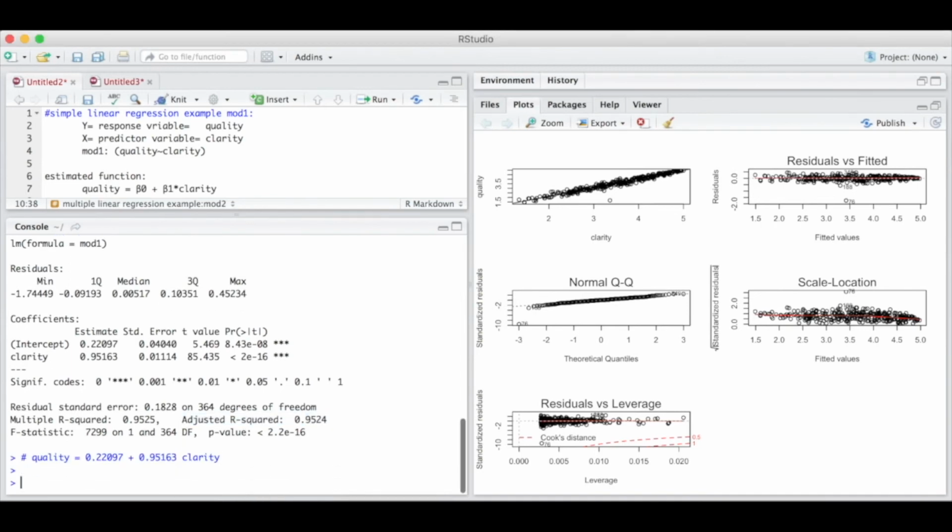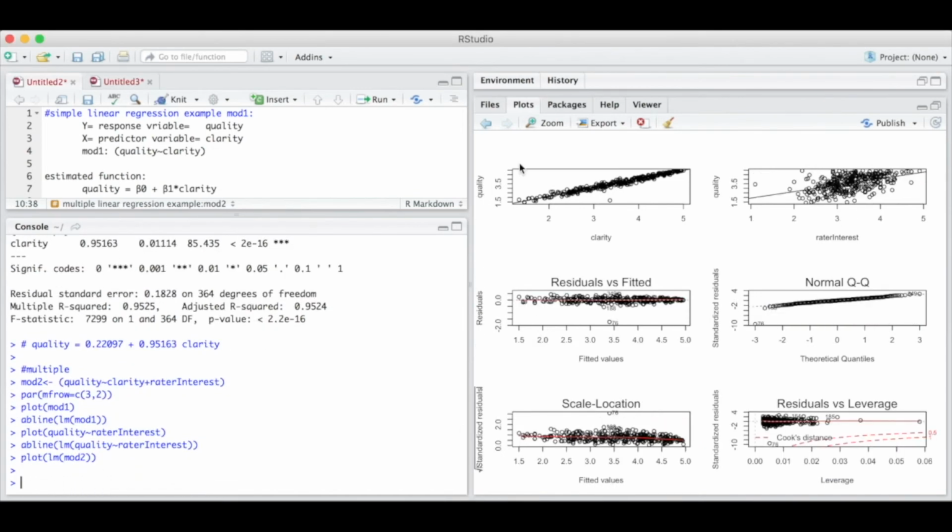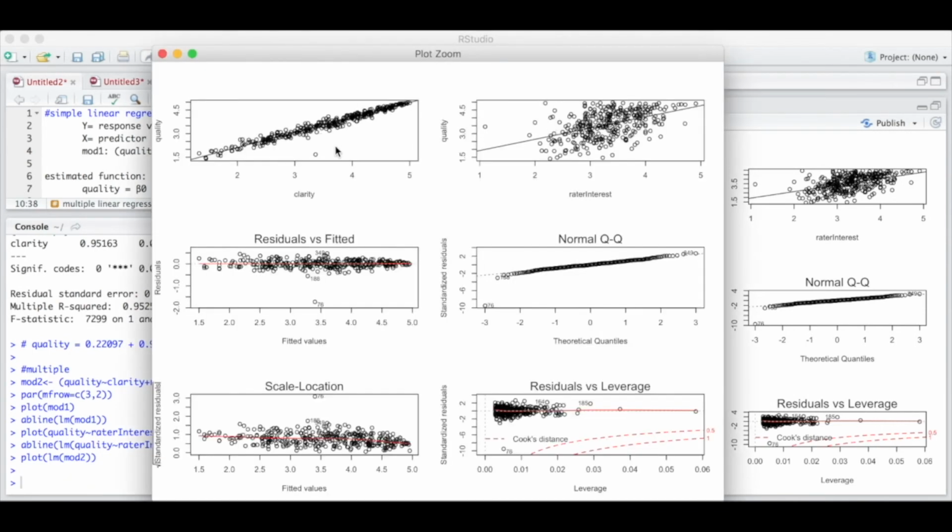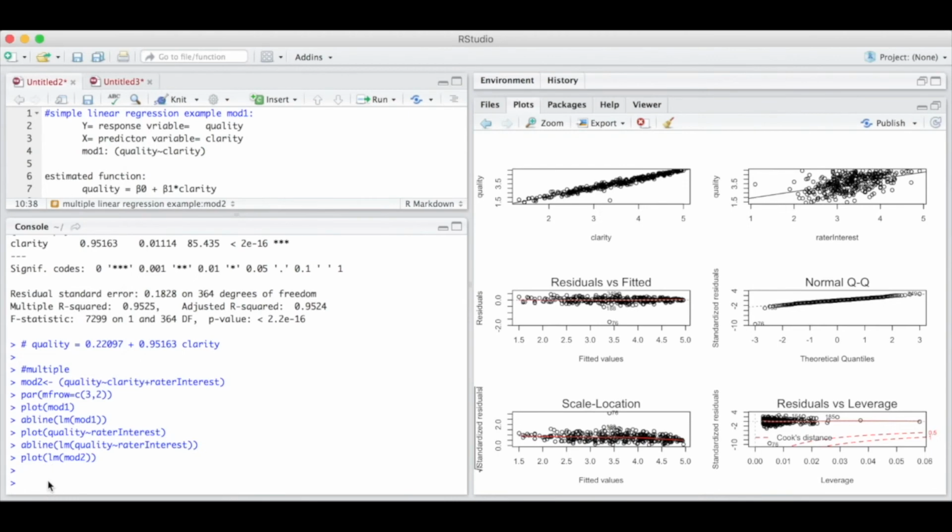Then we move to the multiple linear regression example. We set model 2 and make the plots. We move to the plot screen. The first graph shows the clarity and quality have a positive correlation. The second one shows the reader interest and quality also have a positive correlation. The following graphs show the outliers. 76 is a faraway point. Overall, in order to make the result more accurate, we should delete the data row 76 from the dataset. And we go back to the summary of the model 2 function.